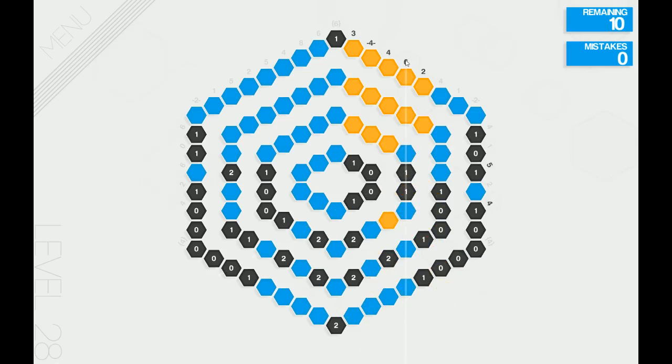And we can also solve for this column of 6. We have 1, 2, 3, 4, 5, 6. And for the 2 next to it, there's only 2 left. We can mark both those as blue.